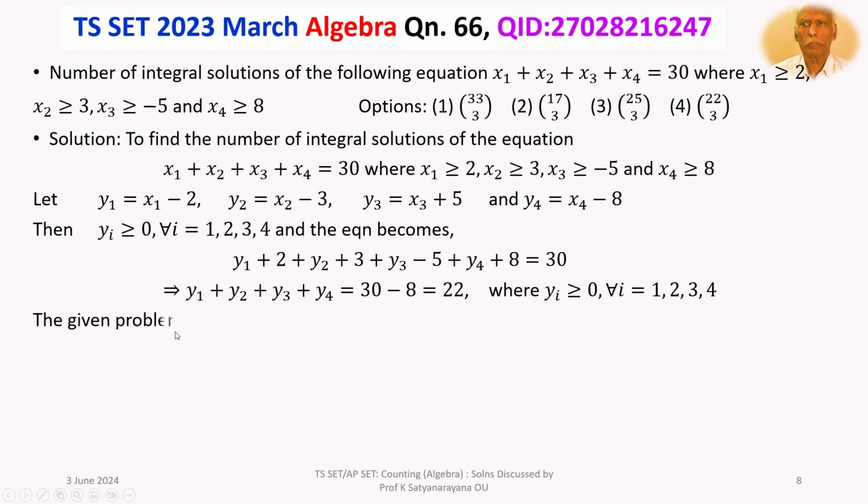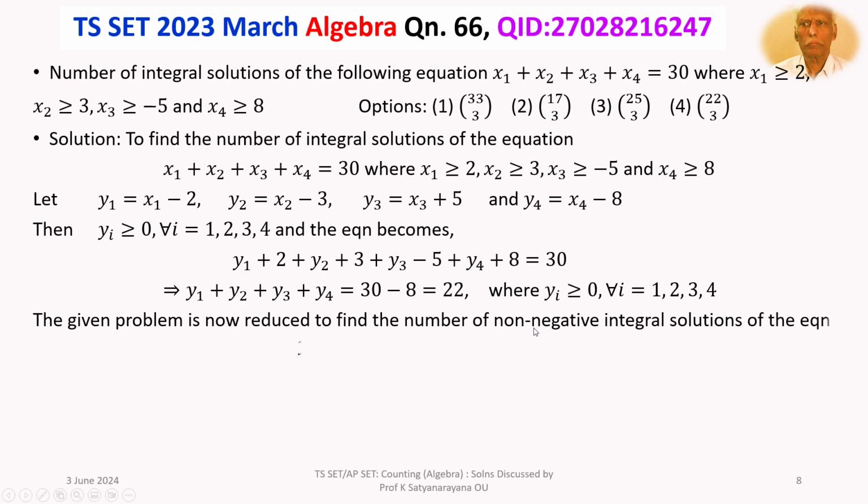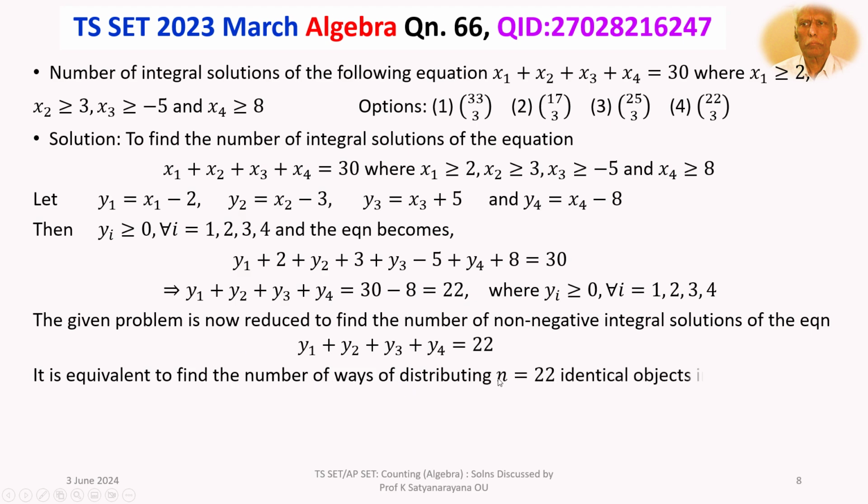That means the given problem is now reduced to finding the number of non-negative integral solutions of this equation, y1 plus y2 plus y3 plus y4 is equal to 22. You are looking for the number of non-negative integral solutions. That is equivalent to finding the number of ways of distributing n equal to 22 identical objects into r equal to 4 groups, if empty groups are allowed.